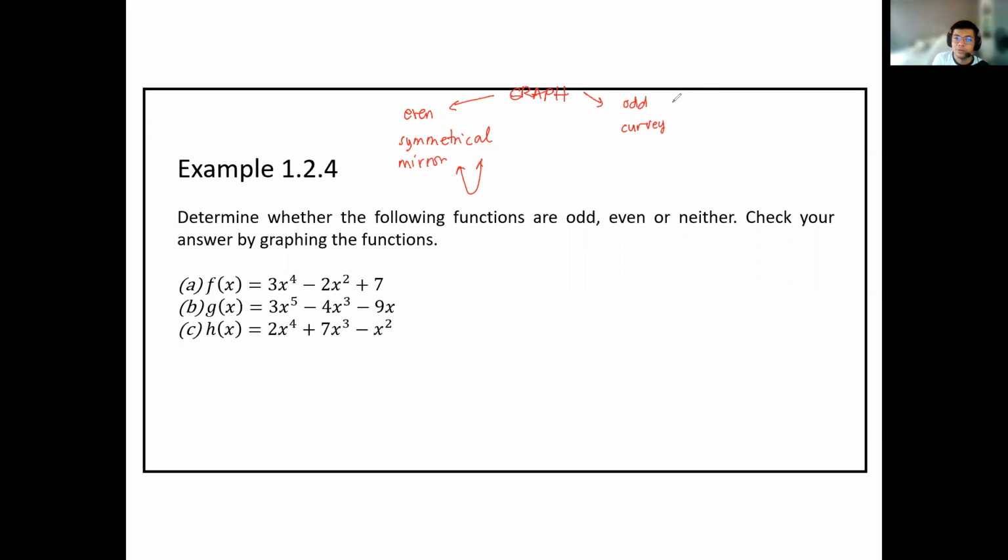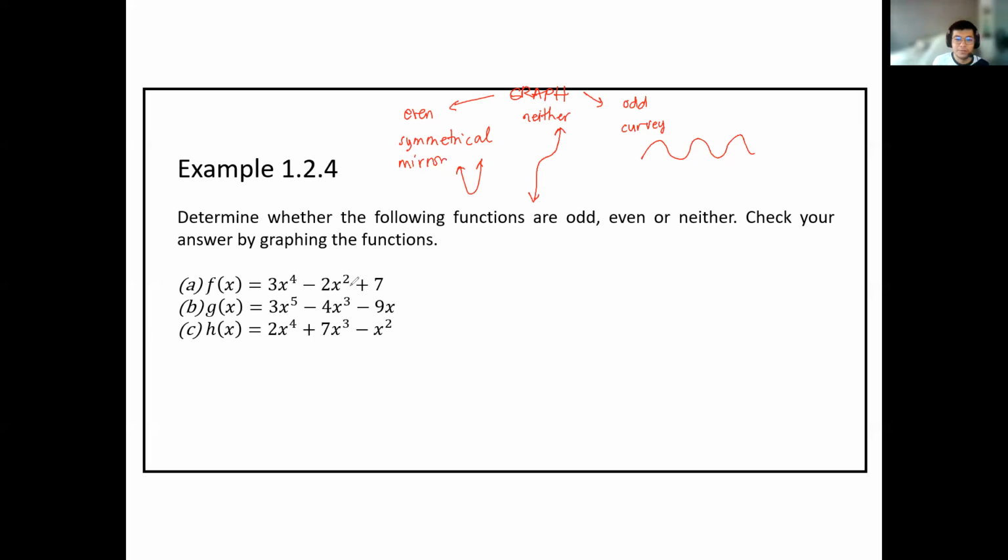It's going to be up and down, those graphs. If it's neither, you just have to combine those two graphs. So it's symmetrical, but the other one is on the opposite side. It's like a mirror, but just the opposite mirror.